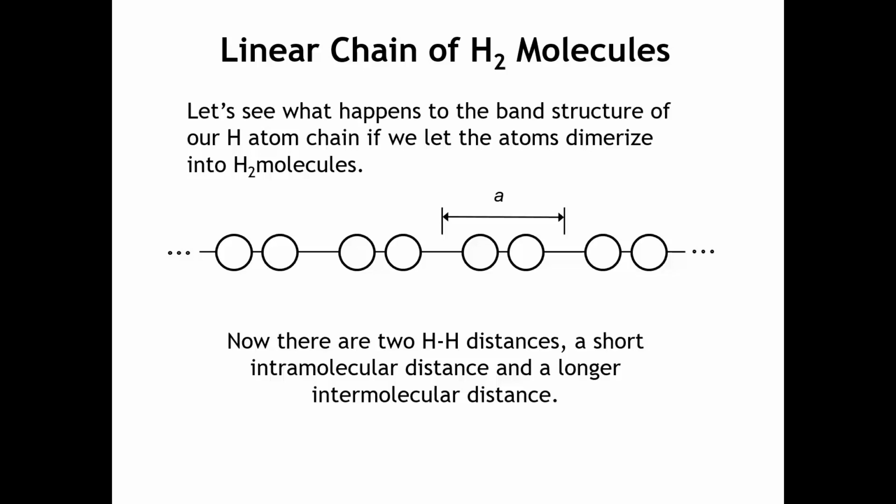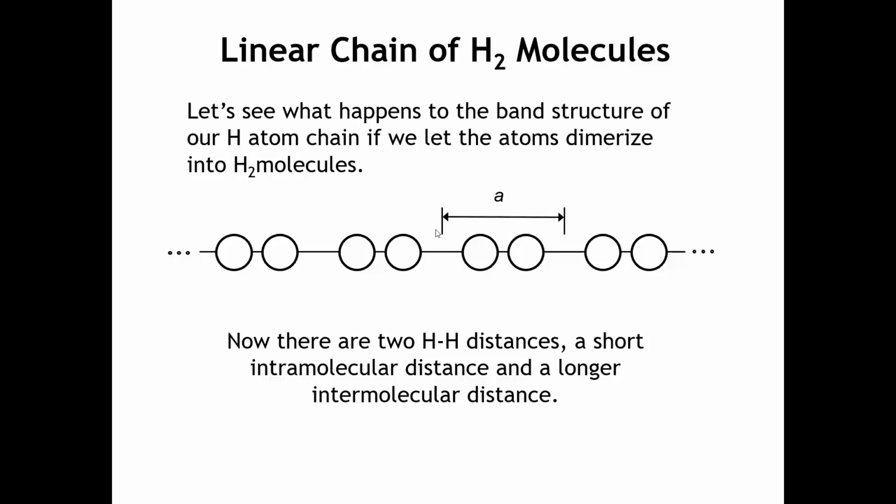So let's take a look at the band structure of a linear chain of H2 molecules. Because of this dimerization, we now have two different hydrogen distances. We have a short distance within the molecule, and then we have a longer distance between molecules. And so the unit cell, which is approximately doubled in length, now contains two atoms. It contains the entire H2 molecule.